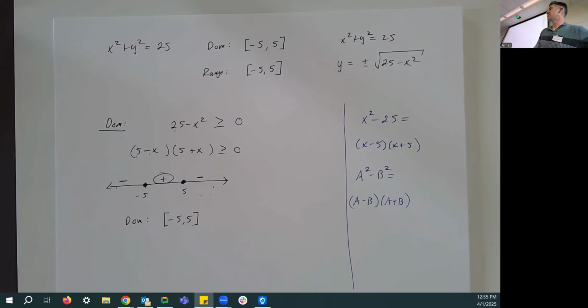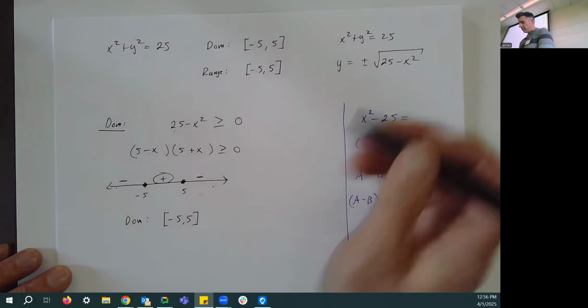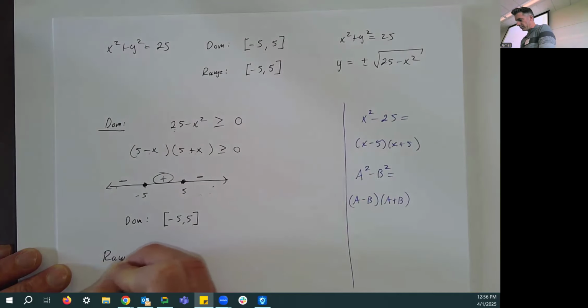Same thing for range. The range is always more challenging. So here the range is, this is not a good example for range. To find the range, you can either do something with an inverse function, which is not the best here, or you can usually look at the graph. Or thirdly, annoyingly, you can kind of try to figure it out. This is going to sound not very helpful. So here's what I mean by that. If y is equal to plus or minus the square root of 25 minus x squared, I'm trying to find the range.